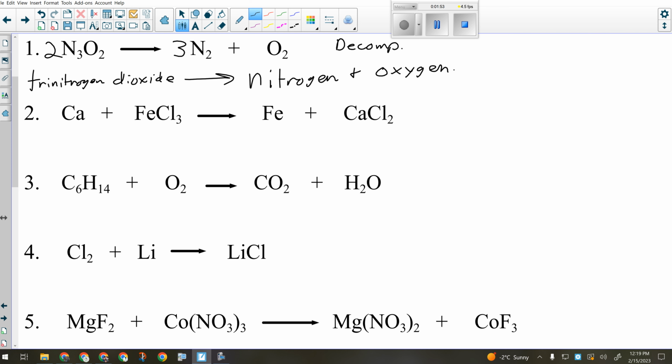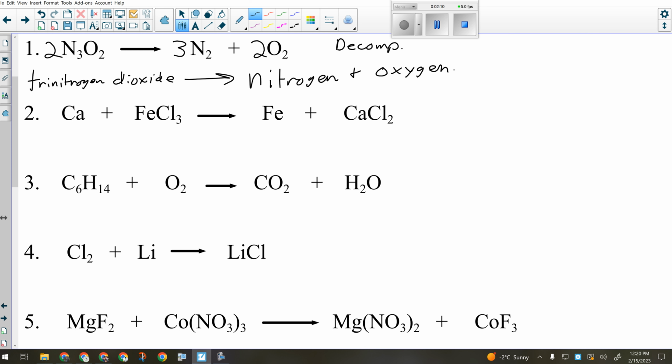Now I got to go back and check my oxygens. 2 times 2 oxygens is 4. 2 times 2 oxygens is 4. Now I've got it balanced on both sides. How many people have done the second one? Let's look at the second one too then.